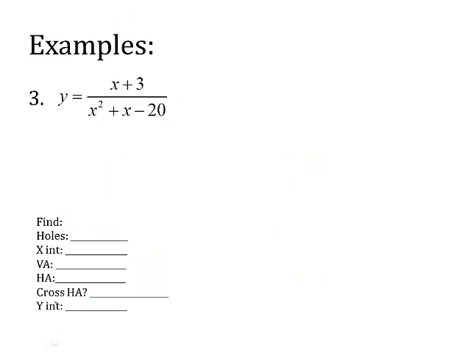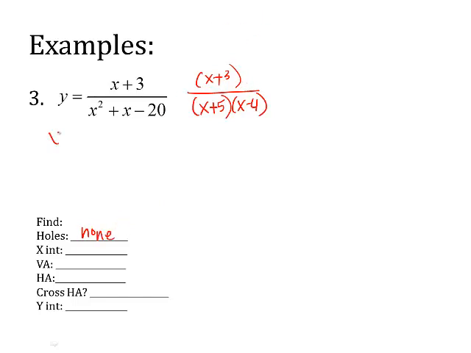All right, this one we're going to run through all the steps that we've been doing because we're going to graph it. So let's find out, is there a hole? So I need to factor the top. Well, that's done. The bottom, if I factor it, is x plus 5, x minus 4. I have no factors in common, so I have no holes. So I say none.